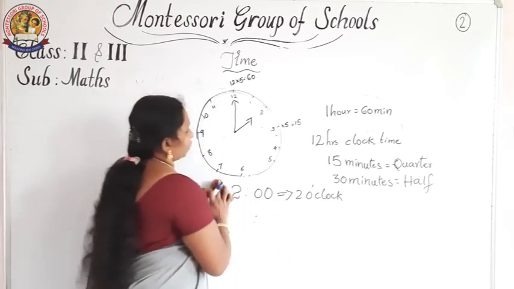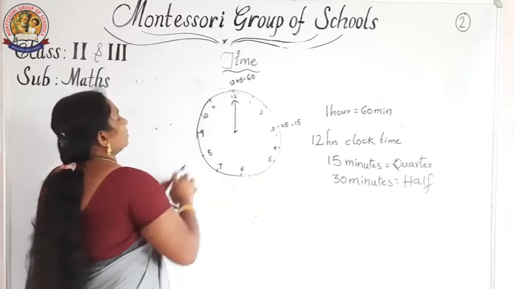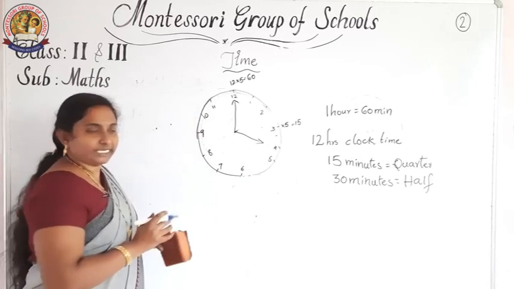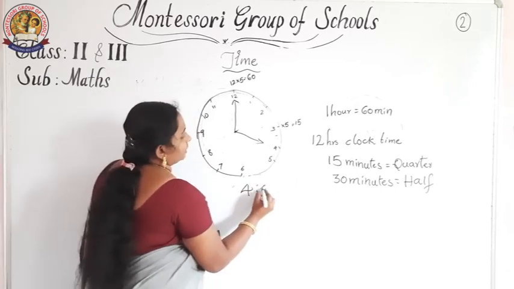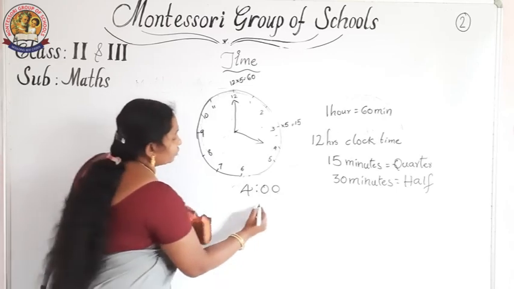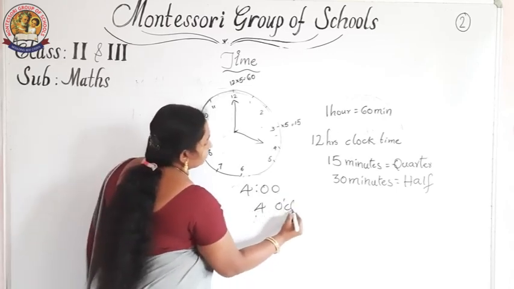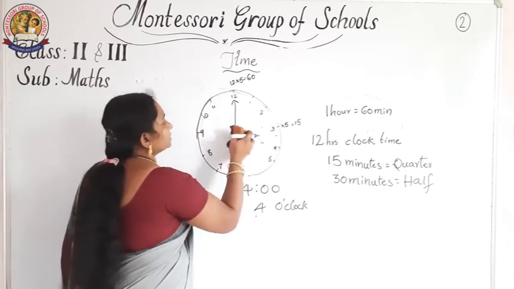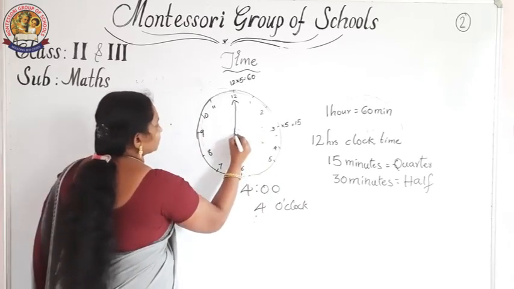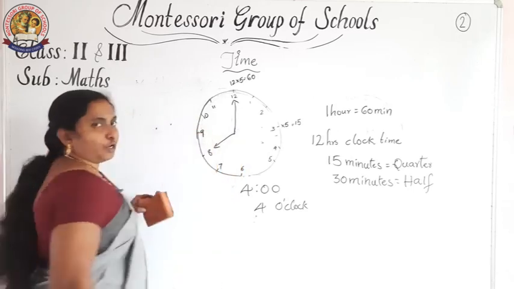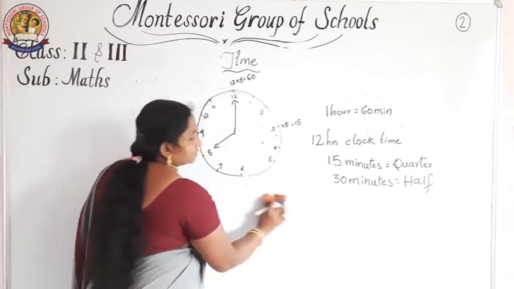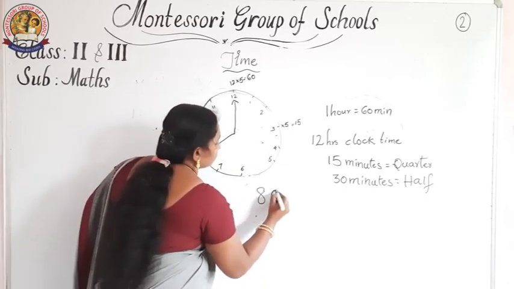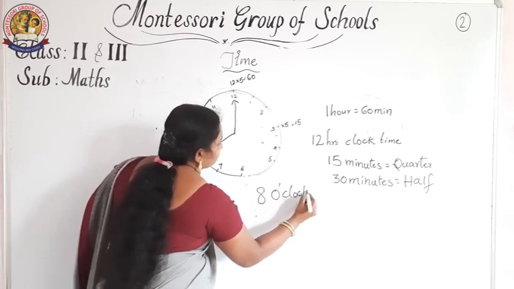Now for example, this hour hand shows 4. How do we write? 4 and 0. And how do we write in words? 4 o'clock. Okay, understood? Now for example, this short hand shows 8. How do we write? 8 o'clock. Okay, understood?